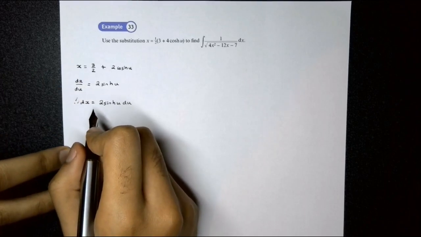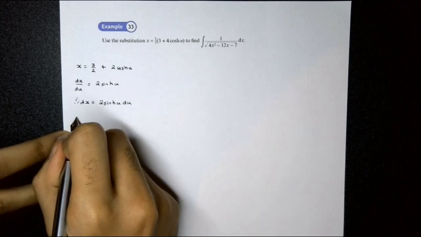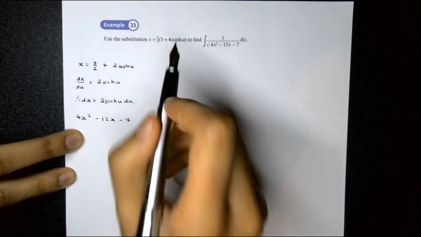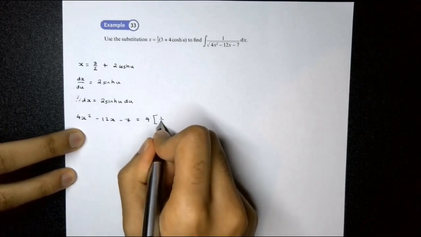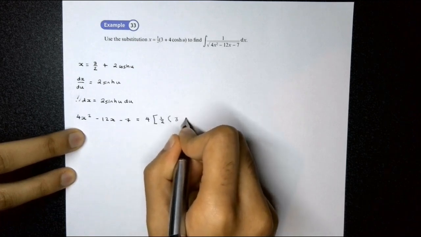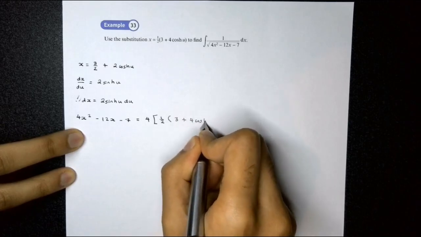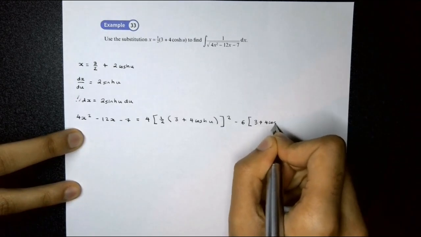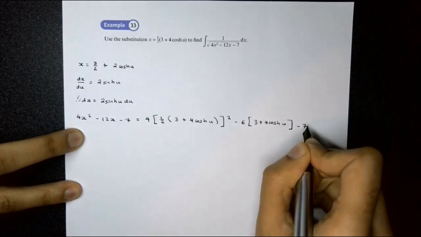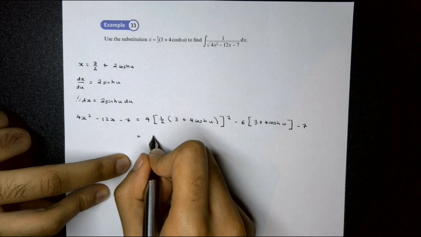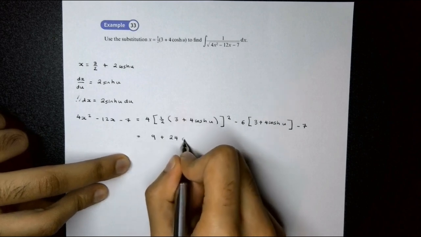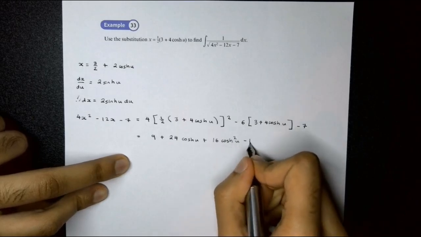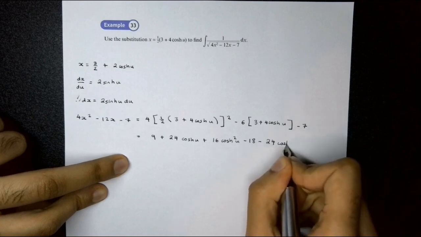So if we think about what we have over here, the 4x squared minus 12x minus 7, we want all of this to be in terms of u. And we already know what x is in terms of u, so if we replace as necessary, we've got 4 lots of (1/2 lots of 3 plus 4 times by hyperbolic cosine of u) squared minus 6 lots of (3 plus 4 times by hyperbolic cosine of u) minus 7. So if we tidy this up, you can see here we end up with 9 plus 24 hyperbolic cos u plus 16 hyperbolic cos squared u minus 18 minus 24 hyperbolic cos u minus 7.